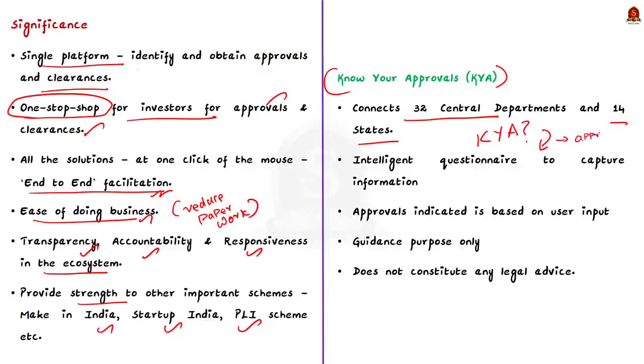This service uses an intelligent questionnaire to capture information about your proposed business activities and identifies an indicative list of relevant approvals that may be required to set up your business in India. Again, note that the list of approvals indicated by this module is based on user input and shall be used for guidance purpose only, and it does not constitute legal advice.